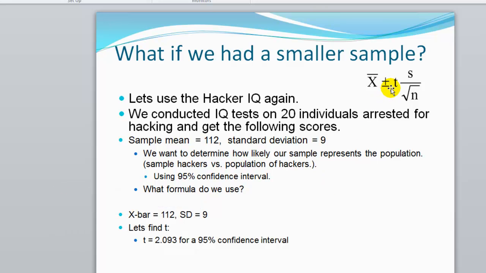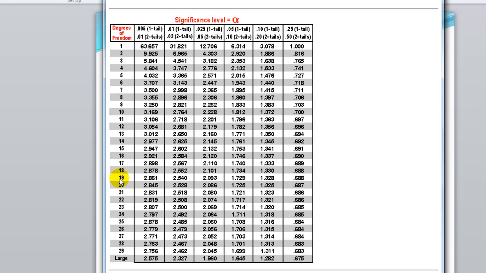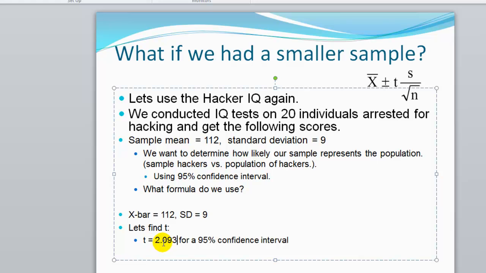So 2.086, or sorry, should actually be 2. Oh, sorry, I actually made a mistake there. Let's go back, because when you're looking at this table, remember you have to take degrees of freedom into account. So we should actually be looking at 19 here, and then going over to our 0.05 two-tails, and we get 2.093. So our answer here would be 2.093. Remember, don't forget to take degrees of freedom into account, like I did.